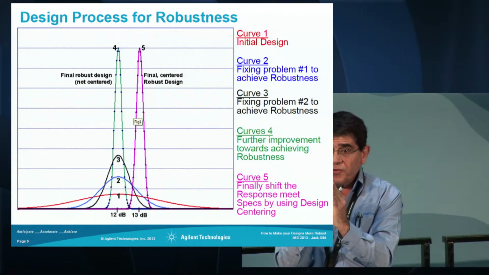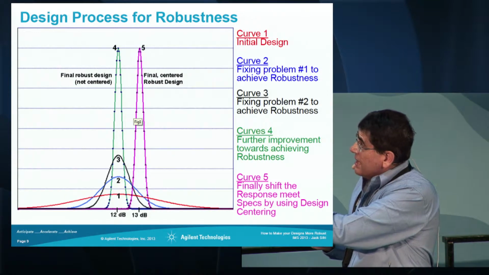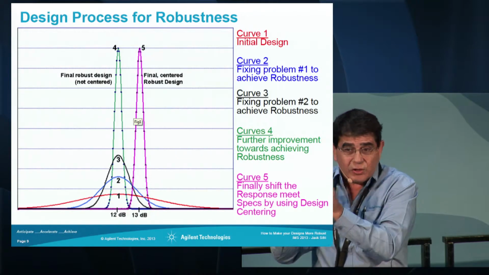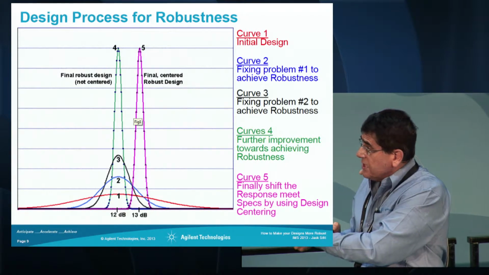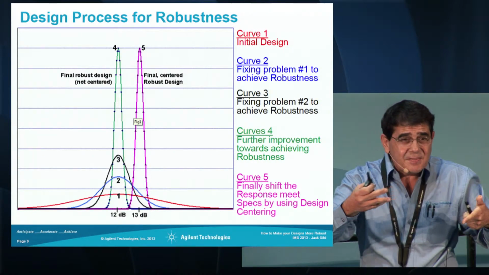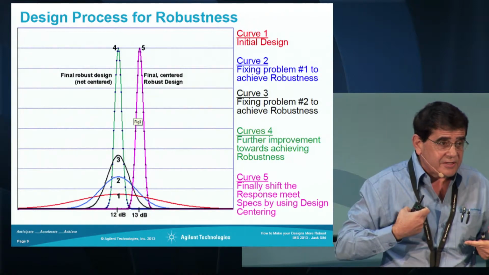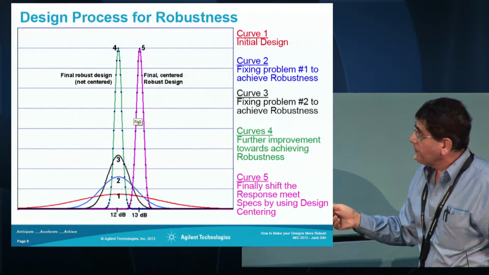which is very low variability and consistency, very tight. And then at the end, you center your design to the spec. If you need 13 dB gain, you move this curve to the 13 dB gain. This is basically the process of creating robust design. That's the process I use when I design.